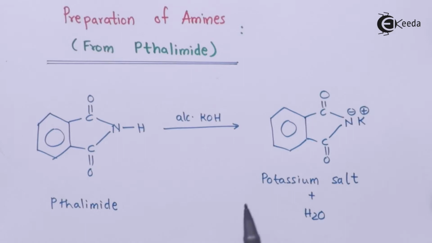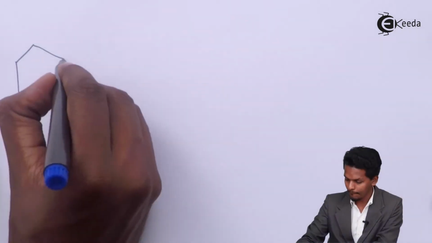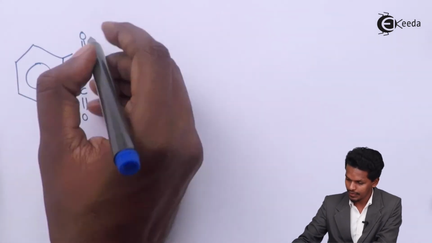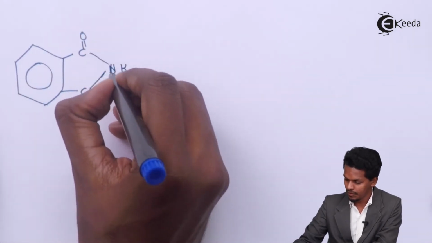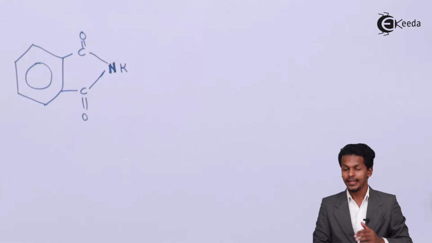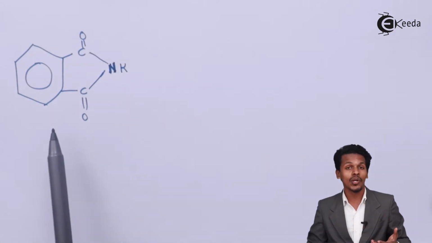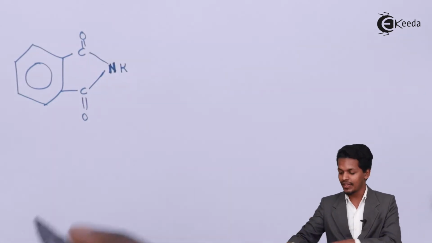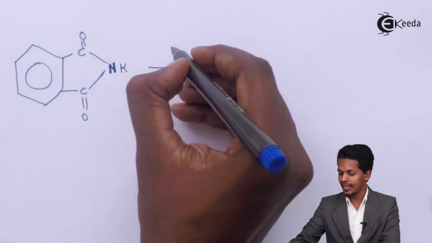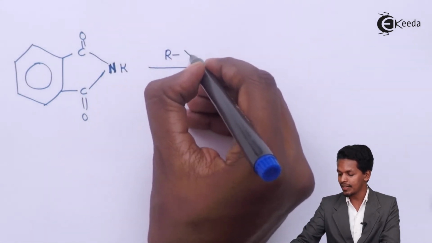Now this reaction has not been completely done because this is not the product that we need. So now this potassium salt of phthalimide will react with an alkyl halide, and let us understand what the reaction is and how we can obtain the amine. This is the potassium salt of phthalimide, and it will react with an alkyl halide, that is RX.